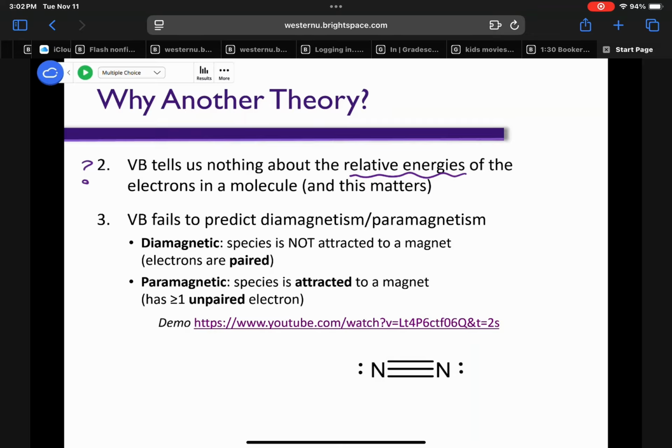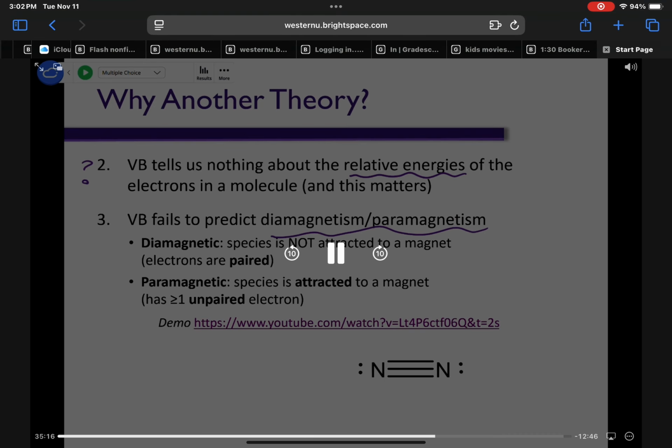And what we've learned so far, Lewis structures, VSEPR theory, valence bond theory, doesn't explain a really interesting phenomenon called paramagnetism and diamagnetism.